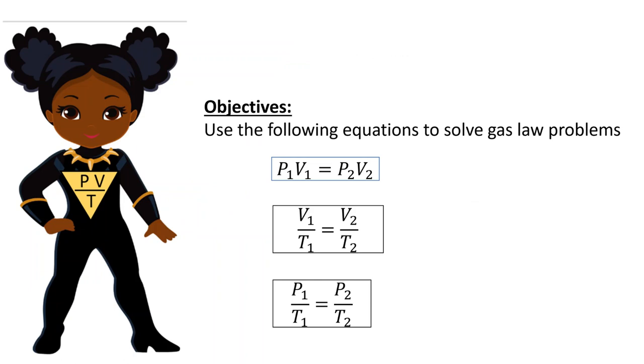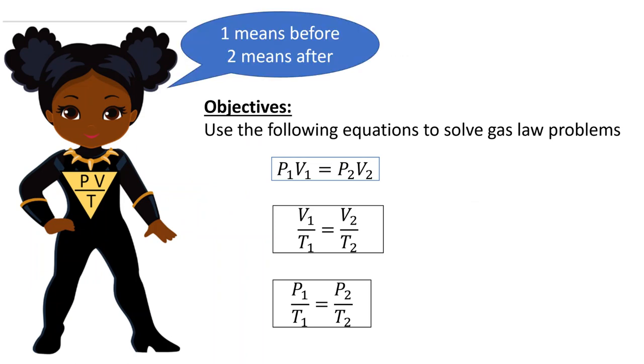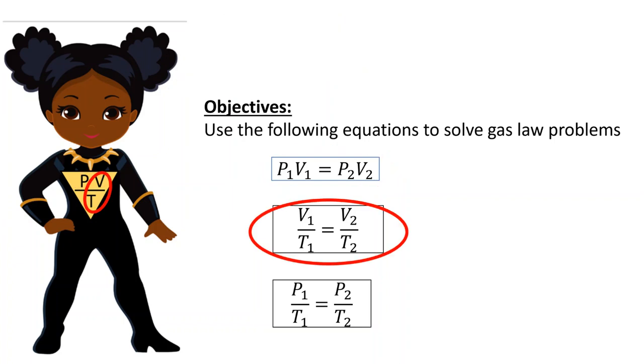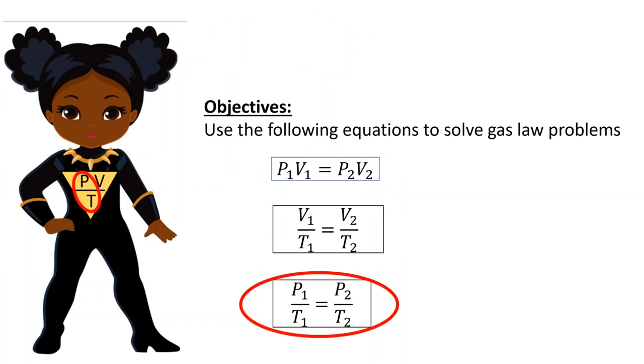So, our objectives for today are to use the following equations to solve gas law problems. There's all these 1 and 2 subscripts. All that means is that 1 means before and 2 means after. So what we have is P1 V1, pressure 1, volume 1, equals P2 V2. And we have V1 over T1 equals V2 over T2. And we have P1 over T1 equals P2 over T2.